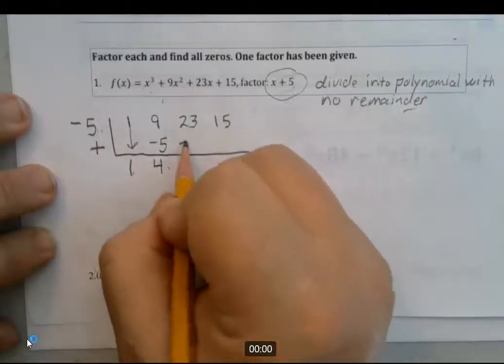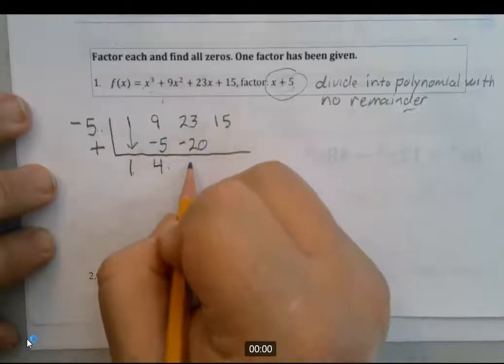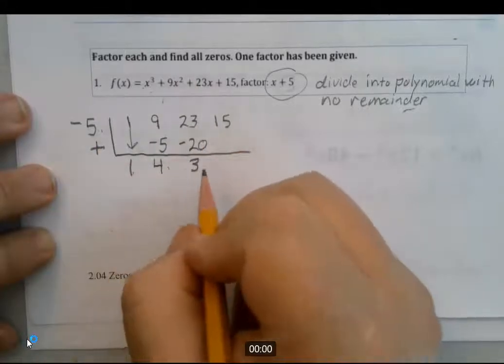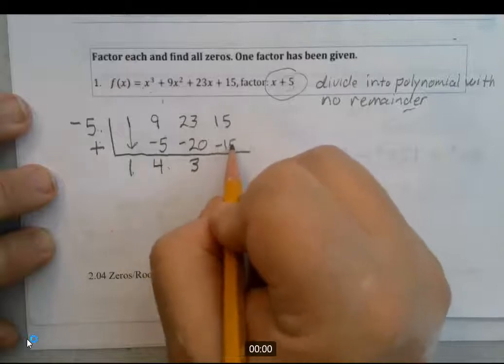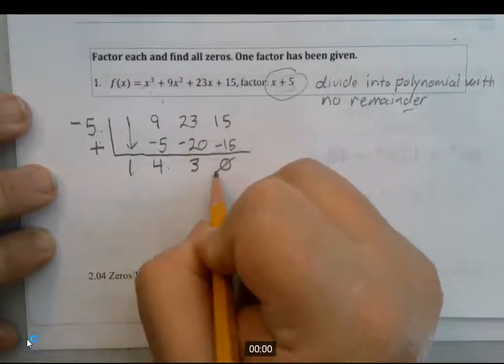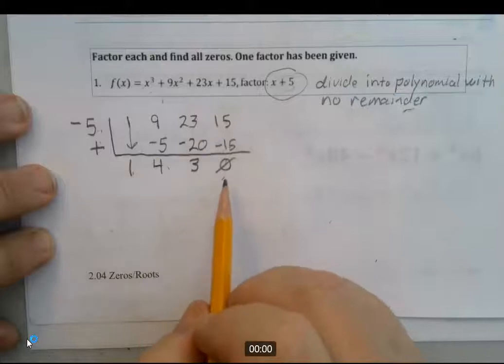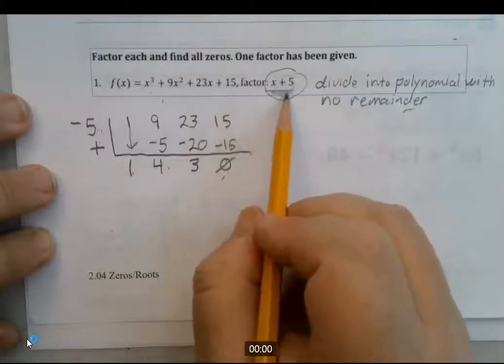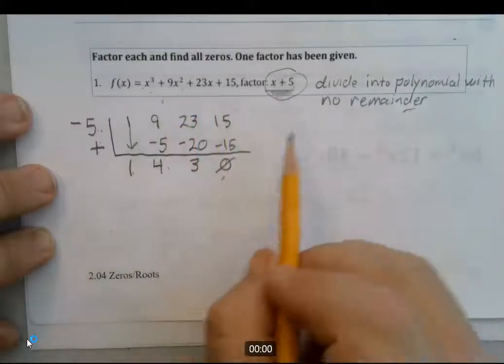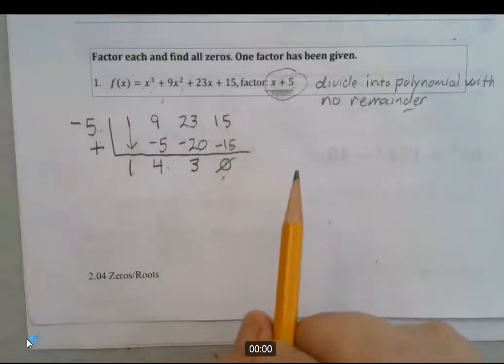Negative 5 times 4 is negative 20. 23 minus 20 is 3. Negative 5 times 3 is negative 15. 15 minus 15 is 0. This last term is the remainder, and it should be 0. If that truly is a factor, it should divide evenly into this without a remainder. That's what we said that would do.